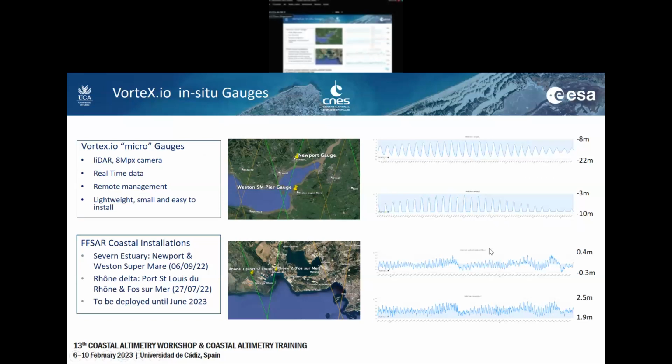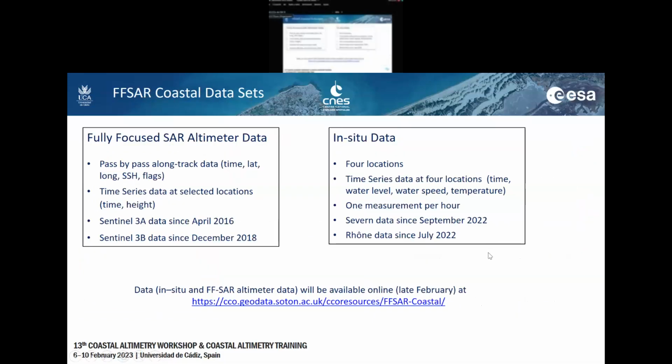So the data sets we have will be available, but not fully available yet. So we'll have fully focused SAR altimeter data, pass by pass along track data, and then time series at selected locations where the tide gauges are. Basically Sentinel data since the beginning of the missions of 3A and 3B. And then we've also got the new in situ data from those 4 vortex tide gauges, those 4 locations.